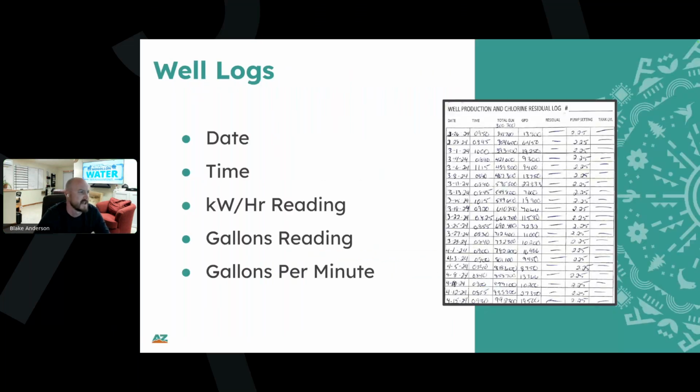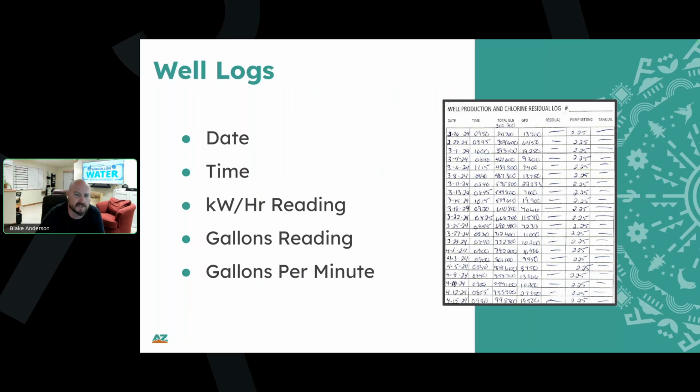And so this is an example of a paper well log. It's super primitive, but probably similar to what a lot of people use. You see your date, your time, your kilowatt hour reading, your gallons reading, and your gallons per minute there.